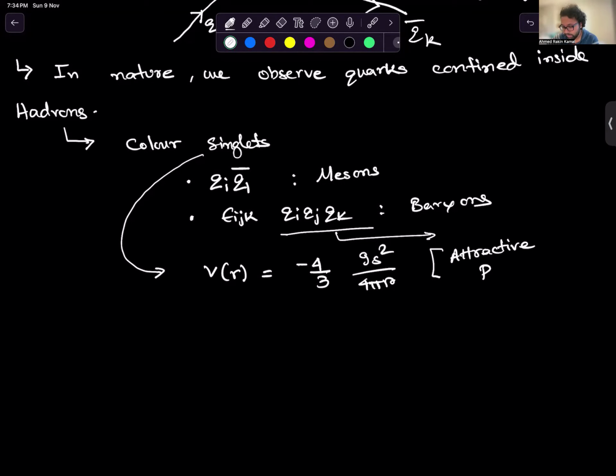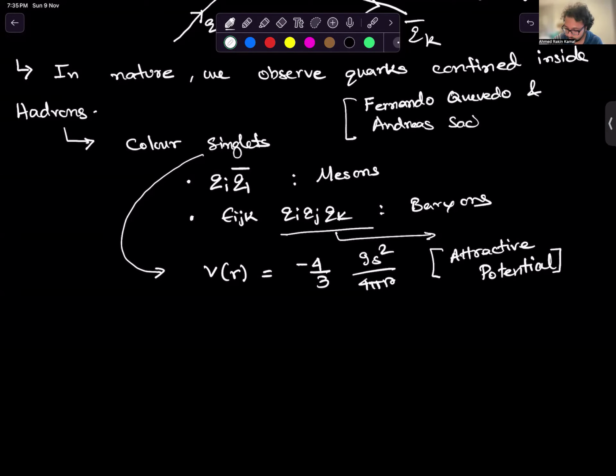This gives rise to an attractive potential, and one can easily check that. If you want more details on this, and if you know a bit of representation theory, you can ask me later. Fernando Quevedo and Andreas Sachner's standard model lectures and the section on QCD actually discuss that. So if you know a bit of representation theory, please look into that, and I would love to talk more.